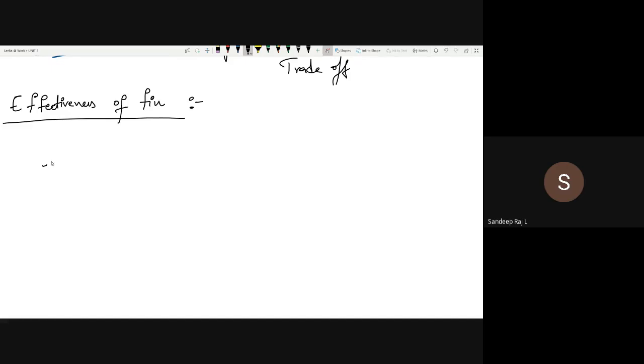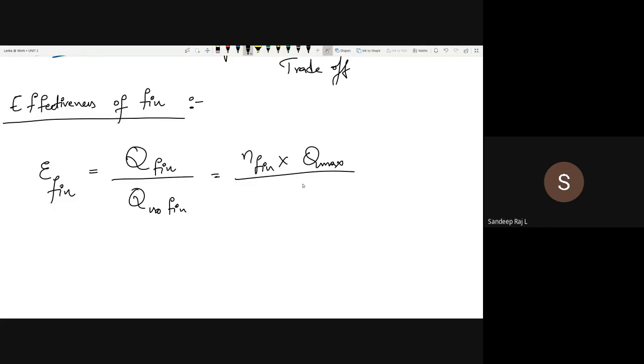If I have to define the effectiveness, it is written with epsilon. Effectiveness of a fin is defined as the Q that is happening in the fin versus the Q that is there without the fin, that is, Q fin versus Q no fin. If you want to calculate Q fin, it is nothing but the efficiency of the fin times Q max, divided by Q no fin. This is the way of expressing it. If you want to reduce it to general terms, introduce what Q max is. Okay, Q max is nothing but Q convection.